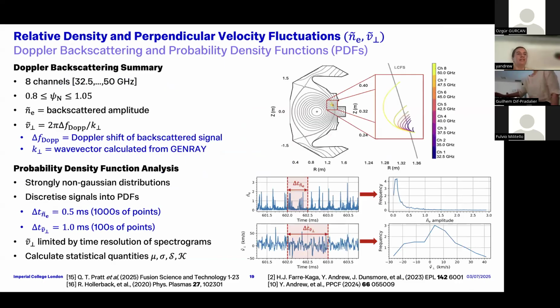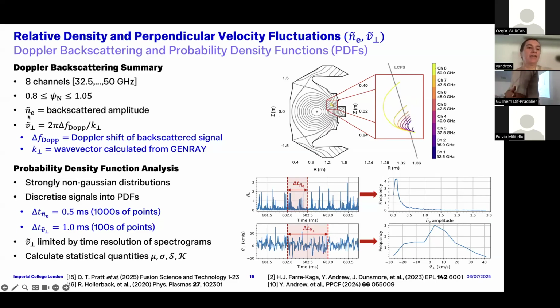Okay, so Lothar very nicely described the Doppler backscattering system earlier this week, so I'm not going to go into details of that. It's very similar in how the measurements are made. I think it's built by the same UCLA team, so we have 8 frequencies that are used to probe the plasma. You have the indication of the location here. This is the normalized radius region that it tends to cover across the 8 channels, very much focusing on the edge and into the scrape-off layer a little bit.